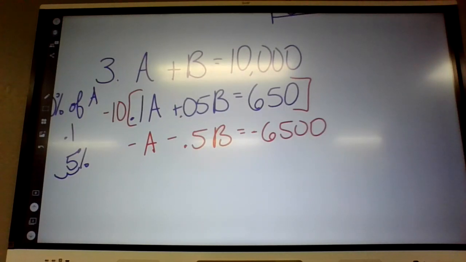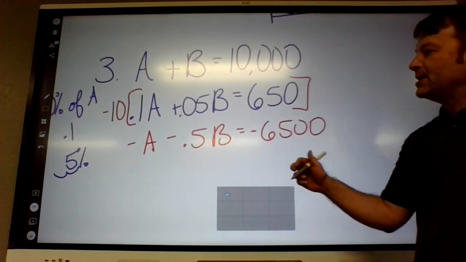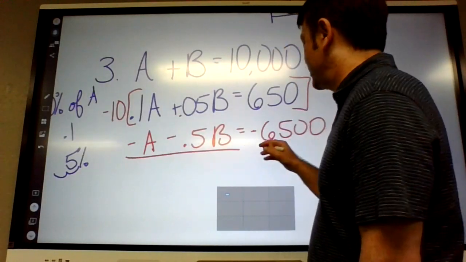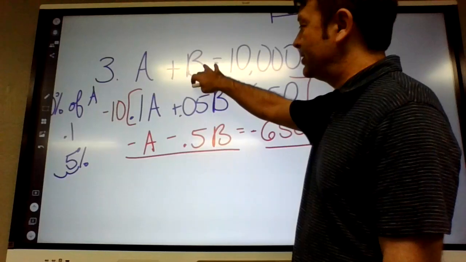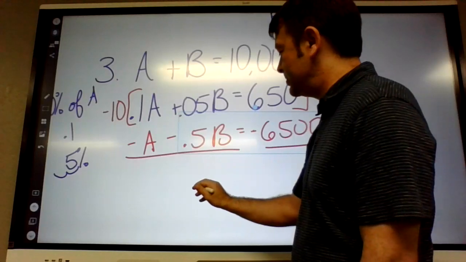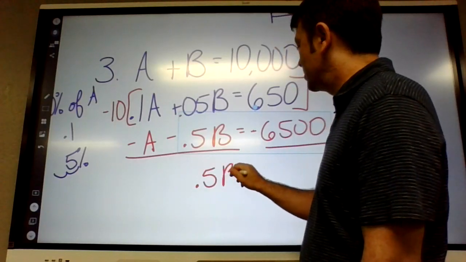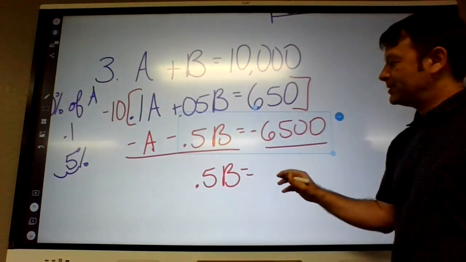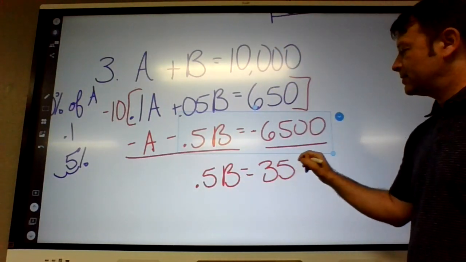Okay, anyways, so this new line, when we add it with the top line, the A's will go away. B minus 0.5B is 0.5B. 10,000 minus 6,500 is 3,500.